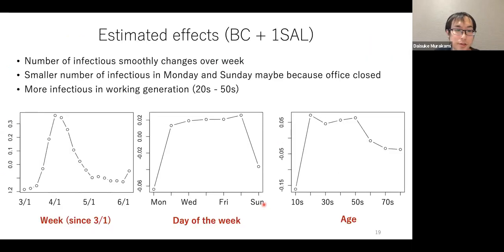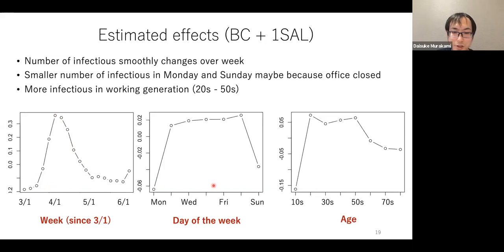Okay. From this slide, I will explain the estimated effects, and here I will present the result with the Box-Cox and one-third transformation. This slide presents three estimated random effects, group effects. This is the estimated effect by week, the estimated effect by day of the week, and this is age. Based on the week, in Japan, the number of infections is smoothly increasing until the end of March, then smoothly decreasing. For Japanese, the result is very intuitively reasonable, so I think it is a good result.